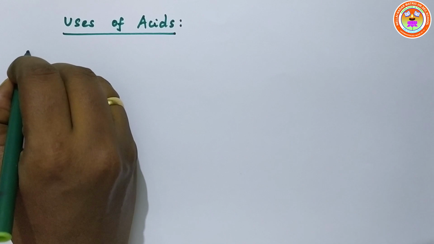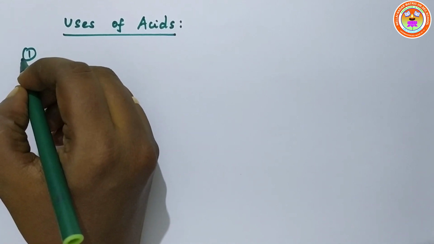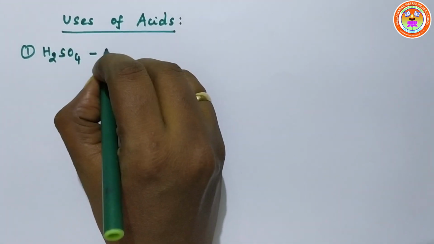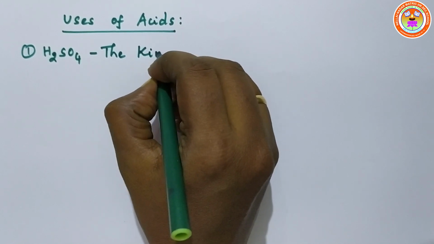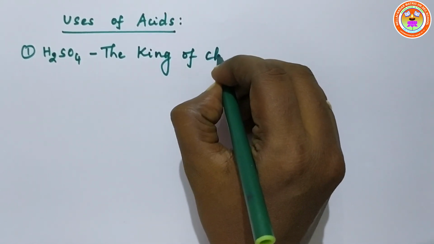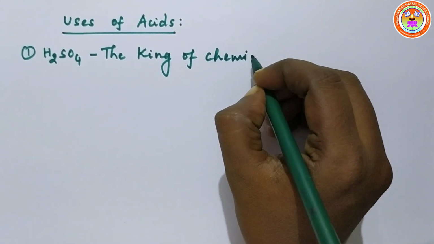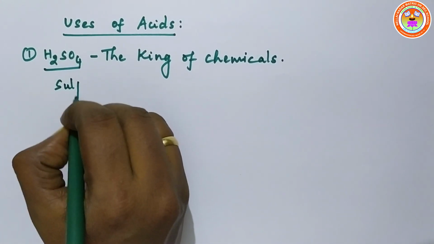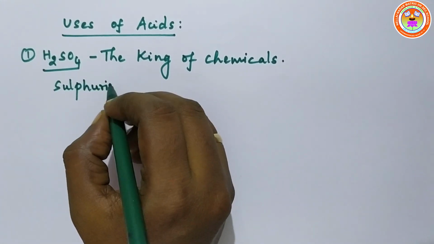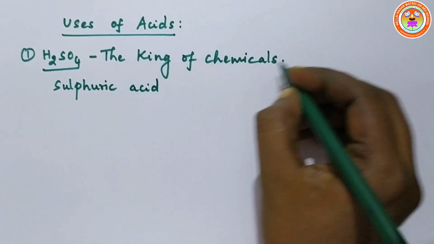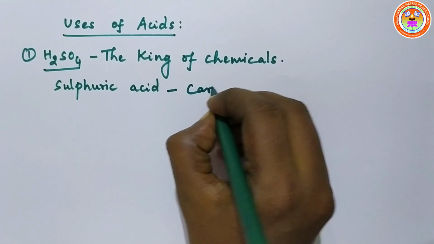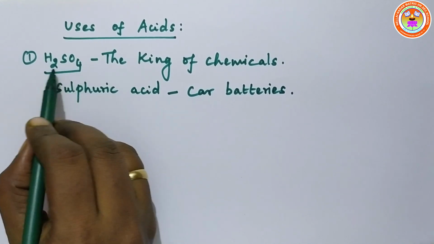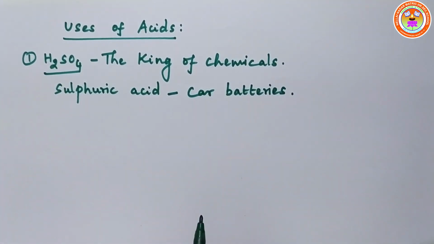The first use of acid is about the king of chemicals, sulfuric acid. Sulfuric acid is called the king of chemicals because it is used in the preparation of various compounds. And also this sulfuric acid is used in the making of car batteries. So this acid, sulfuric acid, is called the king of chemicals.